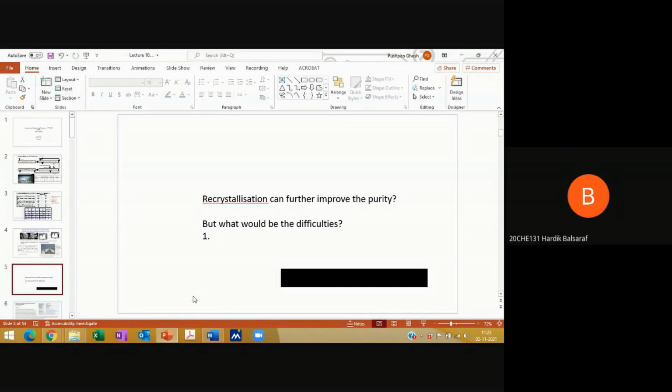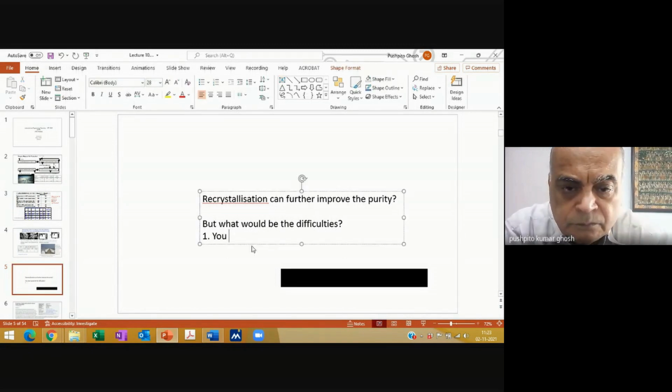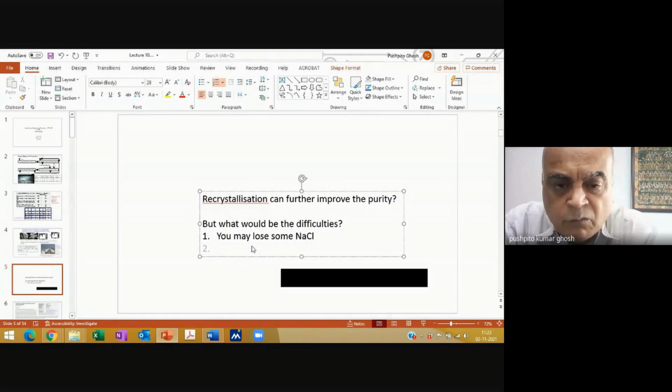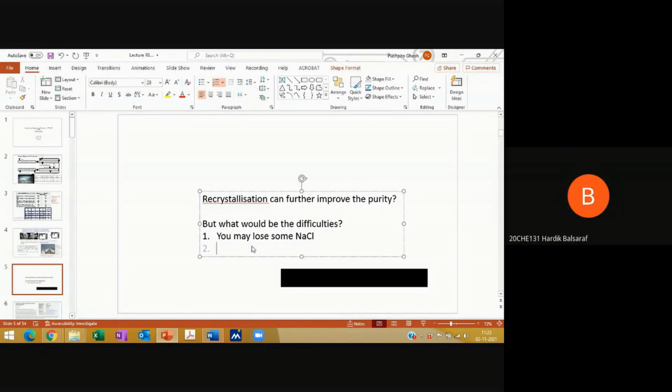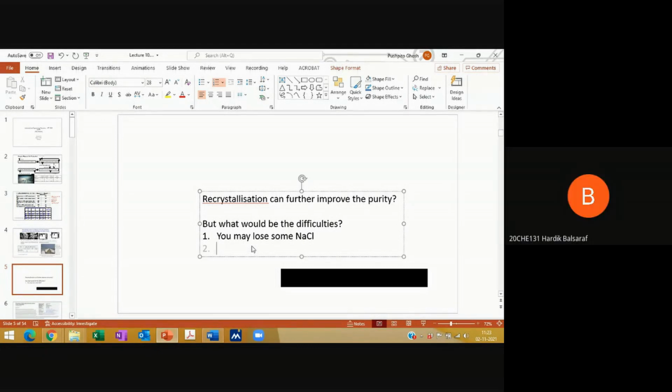So we may lose some amount of NaCl again. Yes, that is one. You may lose some amount of NaCl. What else? That's the least of the problems. Some amount is okay. What else? So increase the cost. Yeah. Why? Because you have to recrystallize the NaCl again, so you require more labor, etc.